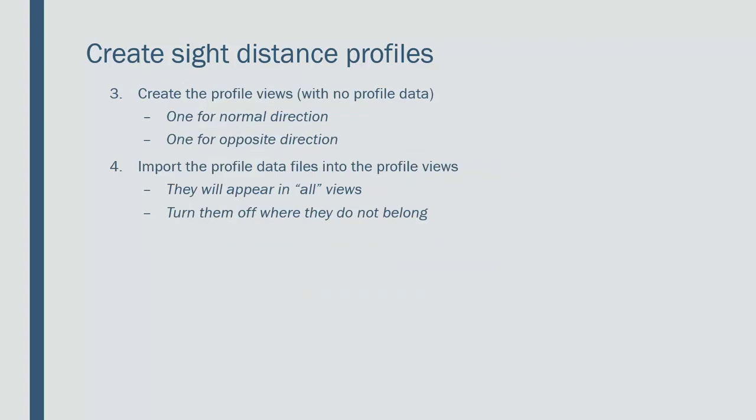Then we're going to go in and create the profile views with no profile data at first. One for the normal direction, one for the opposite direction. Now, profile views will move in our cardinal direction or in our first direction. The profile itself will print itself in the opposite direction for the second one that we create. We're then going to import the profile data files into the profile views. They're going to appear in all the views, so we will have to go in and clean them up and turn them off where they don't belong. So the opposite direction ones won't look right in the original direction profile views, so we will need to turn those off and clean some things up.